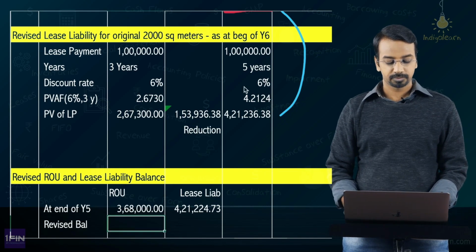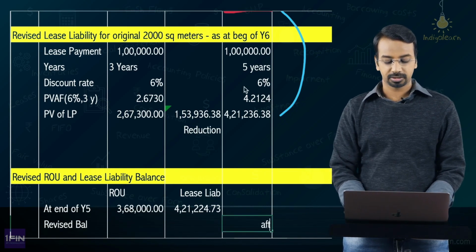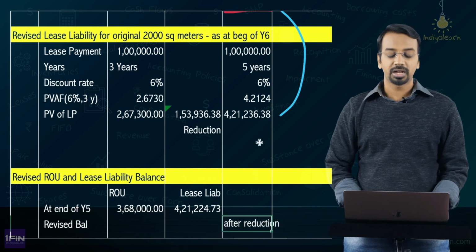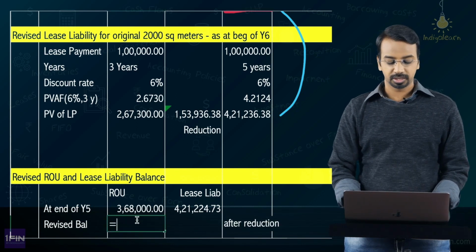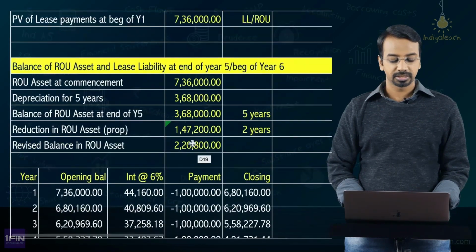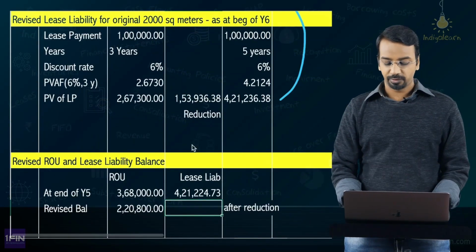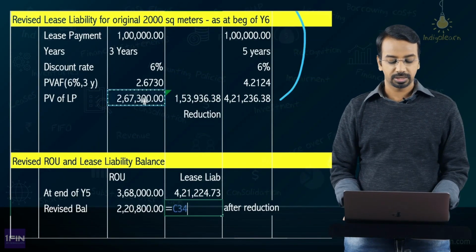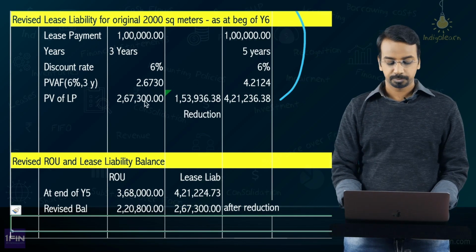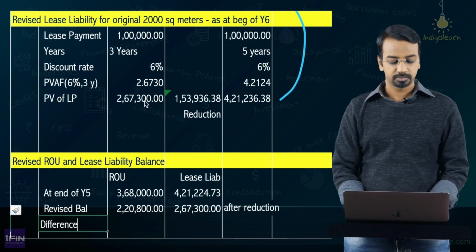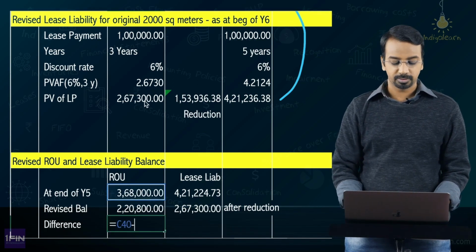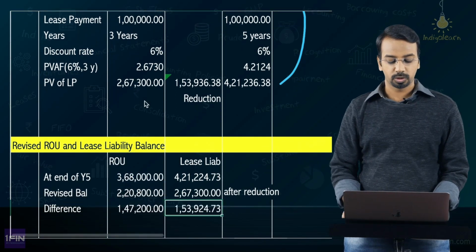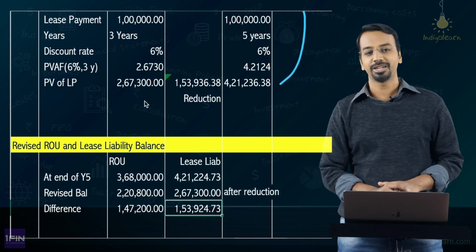Then the revised balance. What is the revised balance after reduction? For the right of use asset it is 220,800, and for the lease liability it is 267,300. So what is the difference? The difference is 368,000 minus 220,800, which is 147,200, and for the liability 153,924.